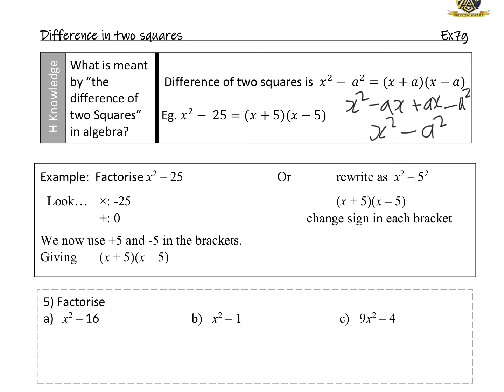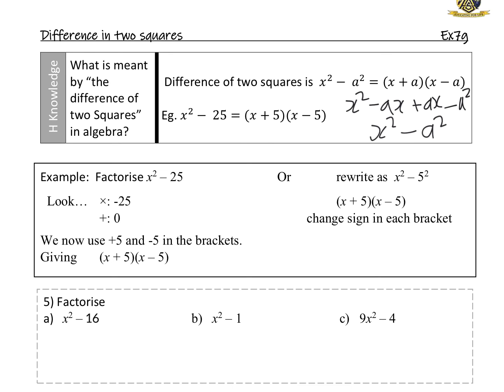So for example, if you've got x squared minus 25, you can put an x in both of them, because x times x will give you x squared, and 5 times 5 will give you 25. Remember, one has to be positive and one has to be negative in order to get the negative between the two squared numbers.